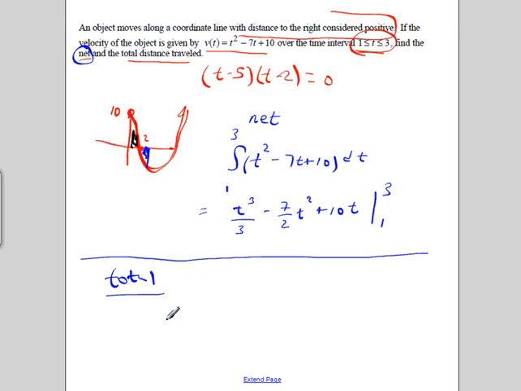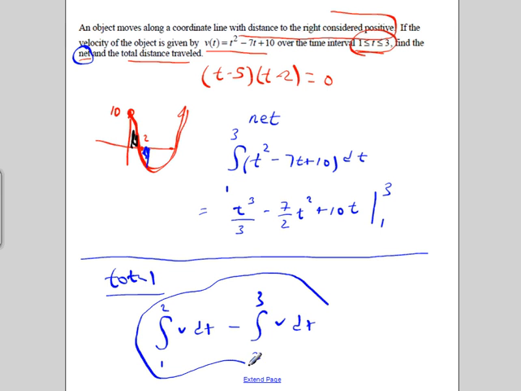To find the total distance, now we just need to split up the integral. So from 1 to 2, and I'm choosing 2 because that's my point where I change direction. So the integral from 1 to 2 of my velocity, and then minus the integral from 2 to 3. And again, we're doing minus to counteract the negative area.